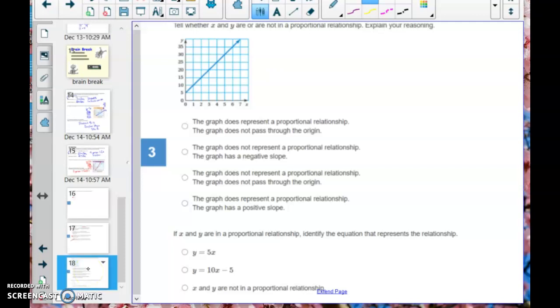Number 3, tell whether x and y are in a proportional relationship. Well, if you notice, it is a straight line, but it does not pass through the origin. So that would be the correct choice for this one. And then if x and y are proportional, identify the equation that represents the relationship. Well, x and y are not proportional, so that would not be an option for that situation.